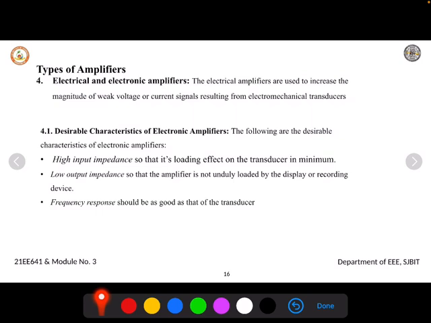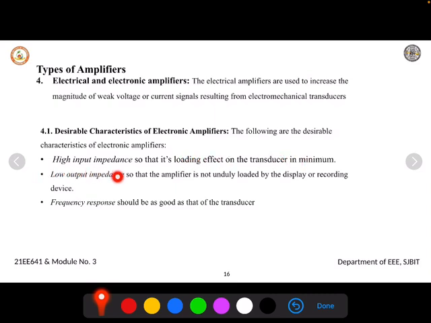The desirable characteristics for an electronic amplifier are that it needs to have high input impedance, so that the loading effect on the transducer is minimum. In the mechanical case, we have seen that there is an internal loading, right? To avoid that internal loading, the input impedance should be high. When the input impedance is high, the current will not flow. Hence, the loading effect on the transducer will be minimum.